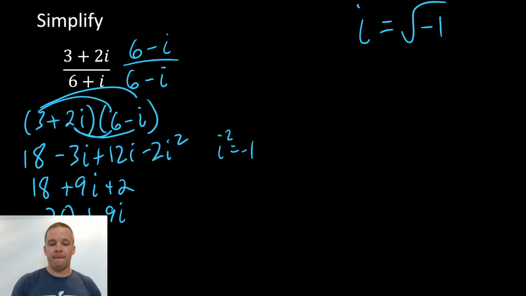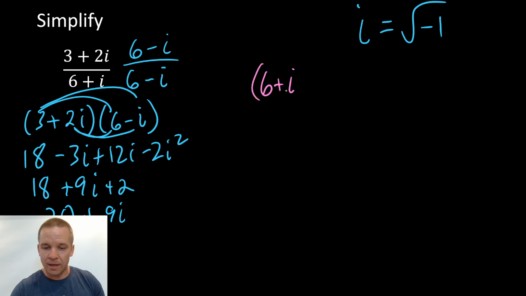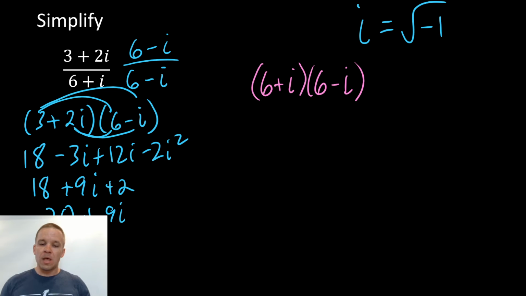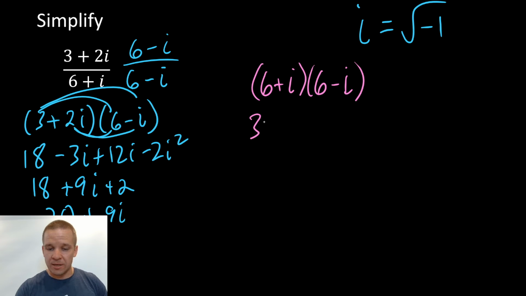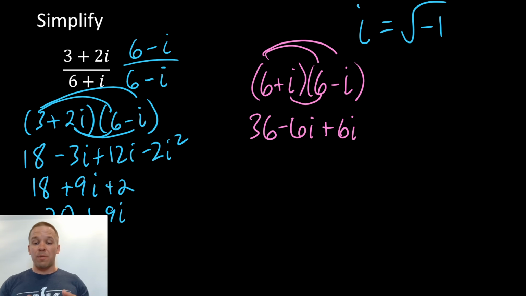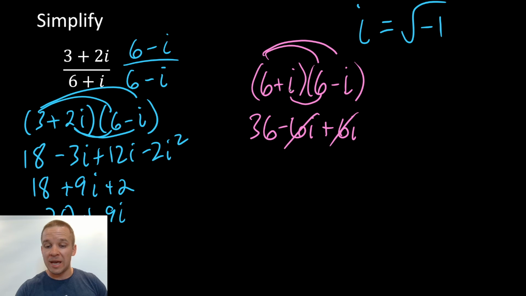All right. Now at my denominator. Let's do that in a different color. We'll go with pink. All right. So we've got 6 plus i times 6 minus i. There we go. So 6 times 6 is going to be 36. Then if I have 6 times i, that's going to be negative 6i. And if I have i times 6, that's going to be positive 6i, right? So I have negative 6i and positive 6i. Those are going to end up canceling. And my last one, I'm going to have negative i squared.